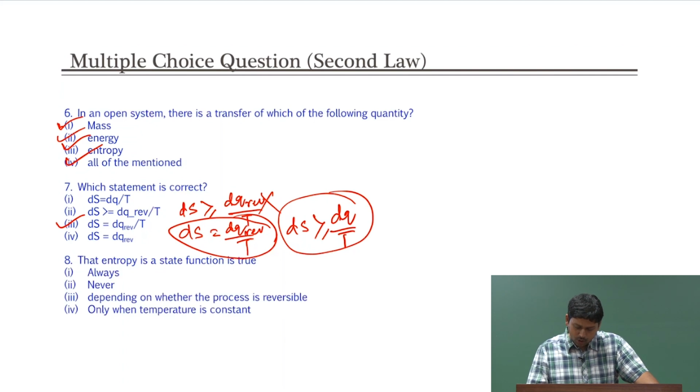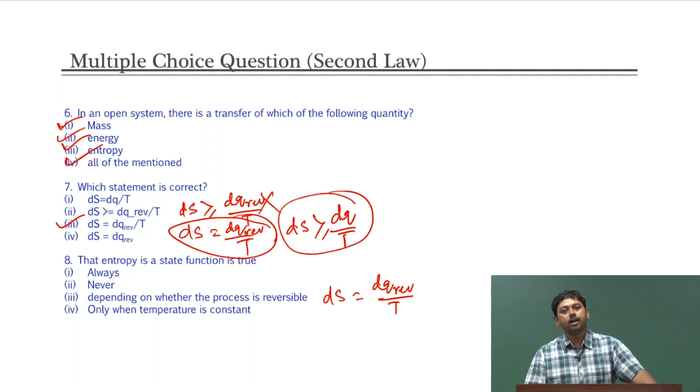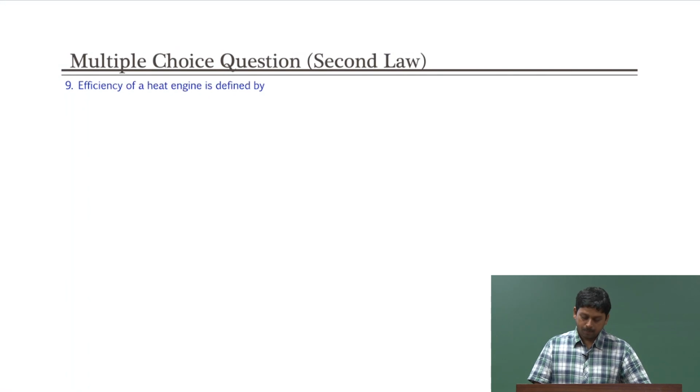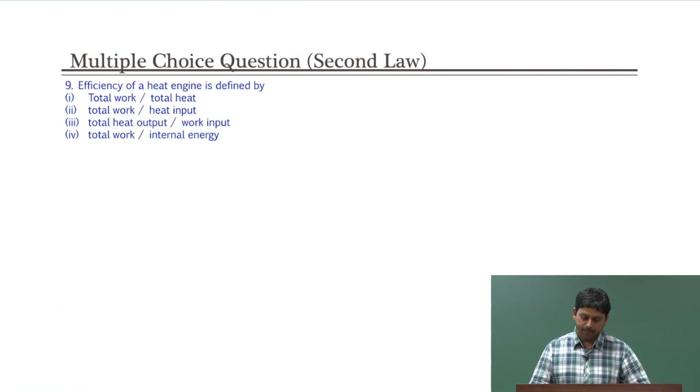The entropy is a state function is true, is it always? Never, depending on whether the process is reversible or not, only when the temperature is constant. Since we talk about entropy ds is dq reversible by t and there is only one reversible path, therefore, entropy is always a state function and option 1 is right. Continuing with the multiple choice question, efficiency of a heat engine is defined by, this is very important to remember that it is always work output by heat input. So, option 2 is right.